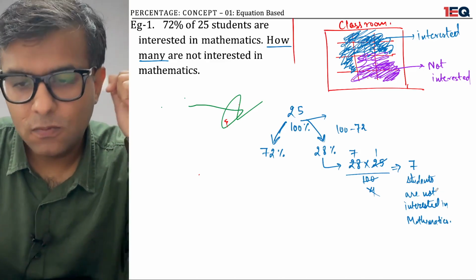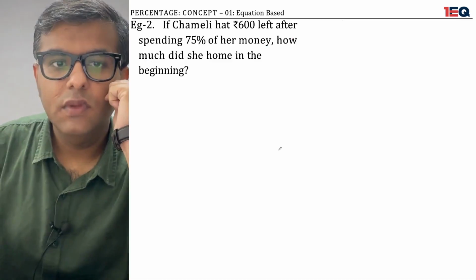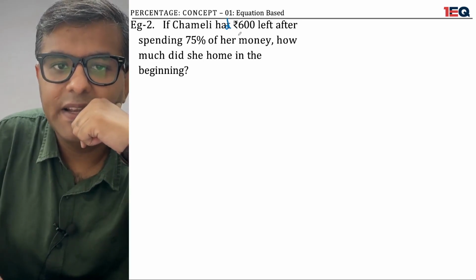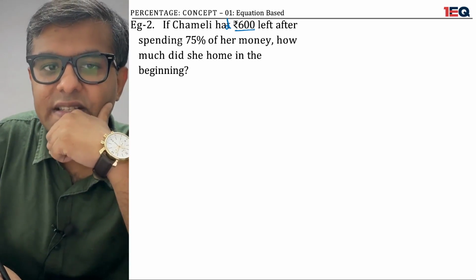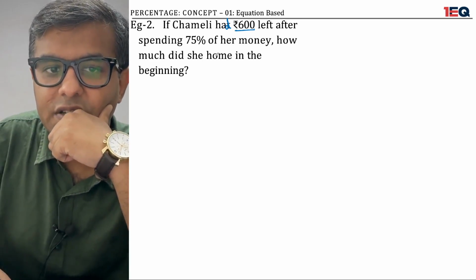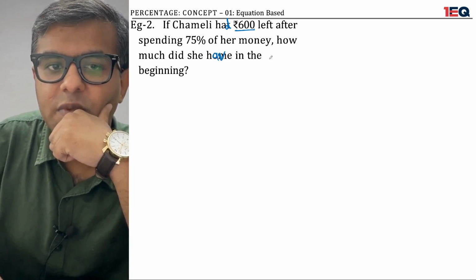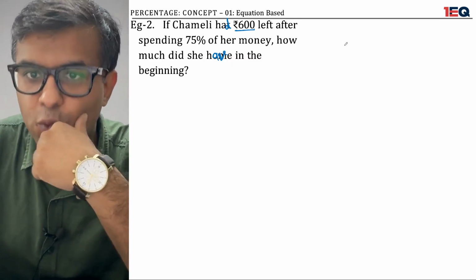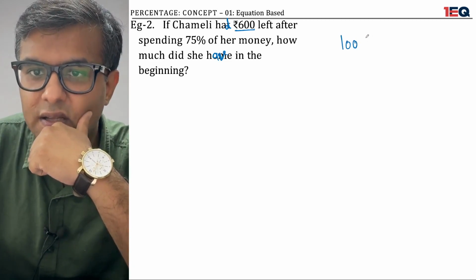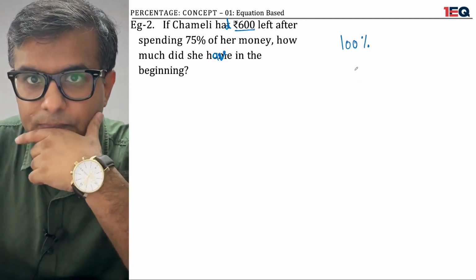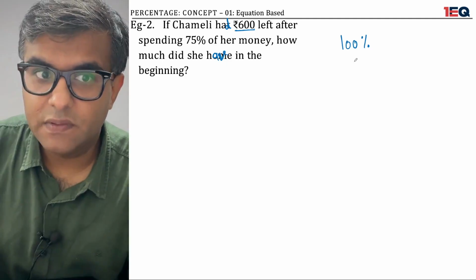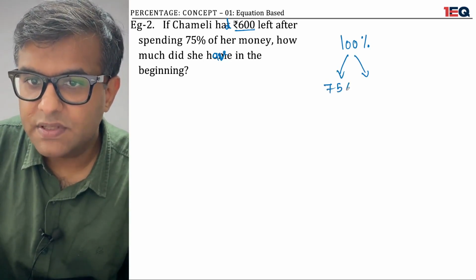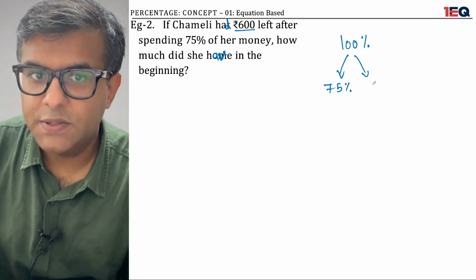Okay, thank you. Moving on to the next question. If Chameli had 600 rupees left after spending 75% of her money, how much did she have in the beginning? Me being an optimistic teacher and you being an optimistic student should always think that Chameli had 100% of the money with her. She, according to the question, has already spent 75% of the money.